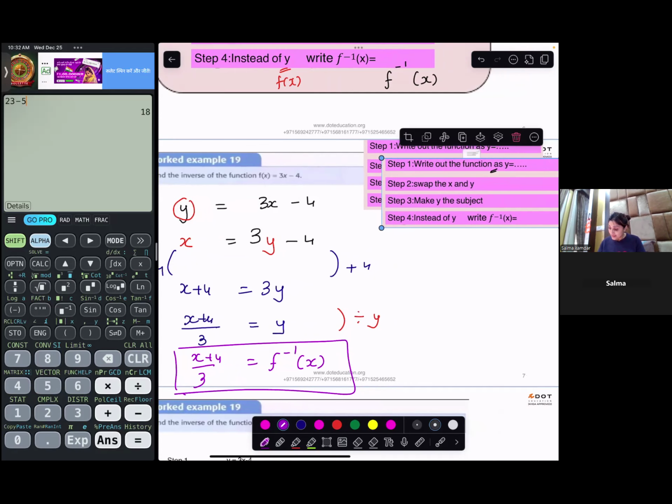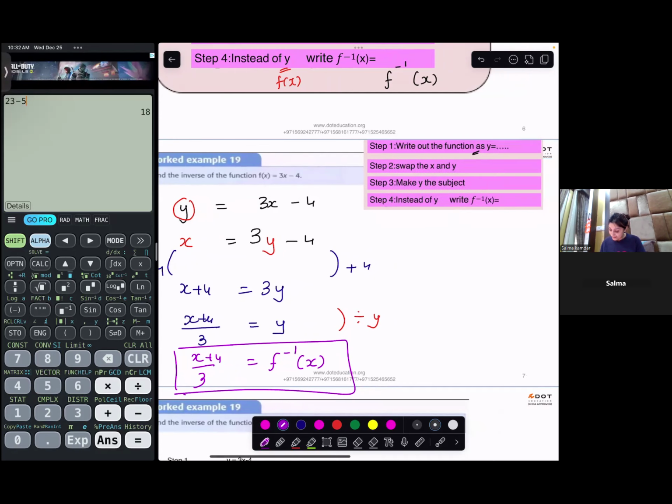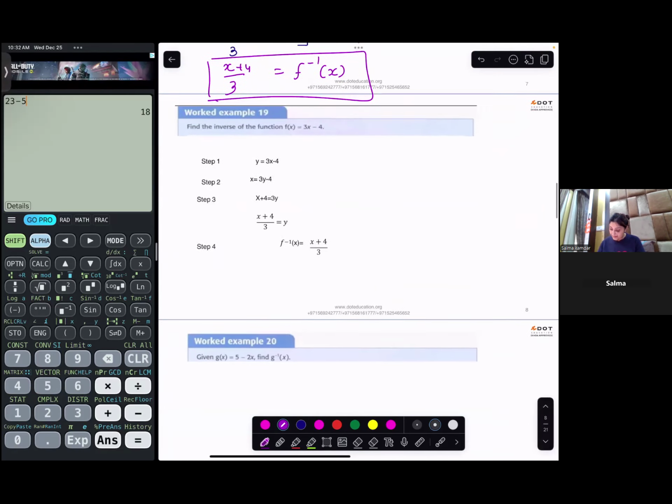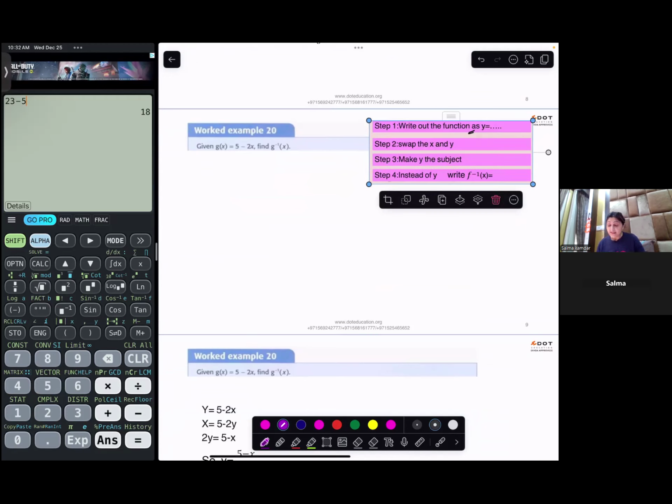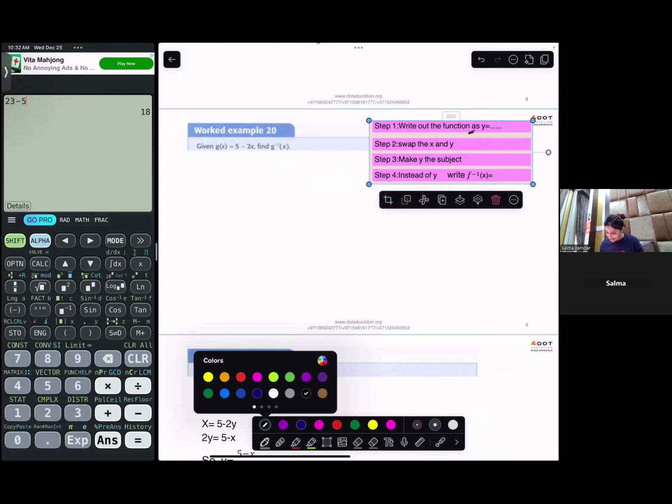Okay, let's try another sum. You can pause the video, try it, come back and solve. Always do this method. It makes things much easier for you. Pause, try, come back, solve.